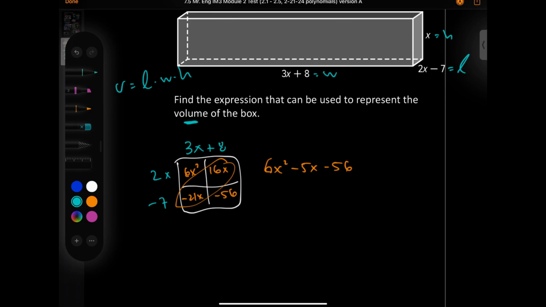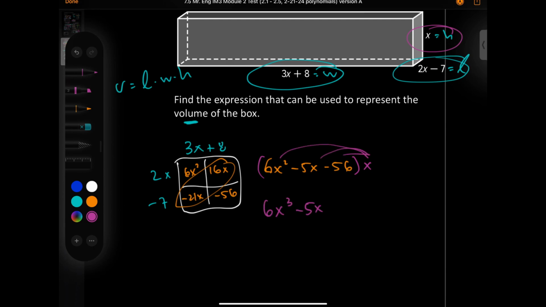So I just multiplied these two, and now I'm going to multiply by the x. So I'm going to distribute to each of these terms. So that becomes 6x to the third minus 5x squared minus 56x. And this would be the expression for my volume.